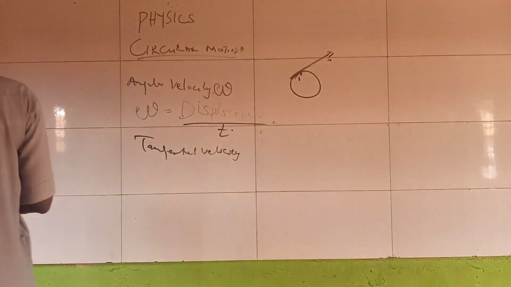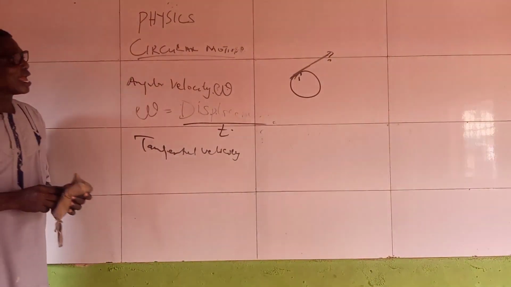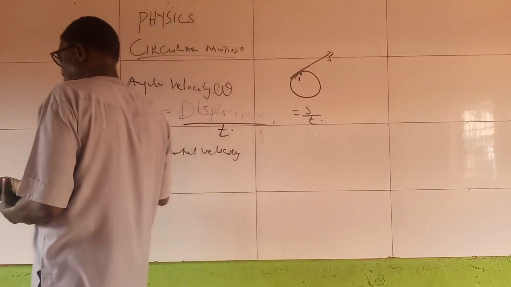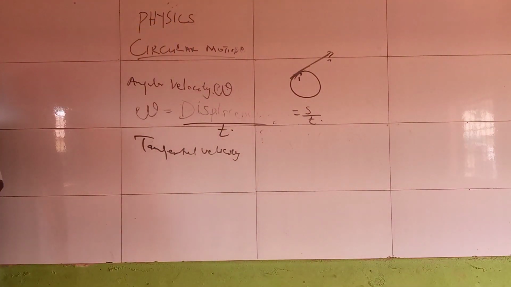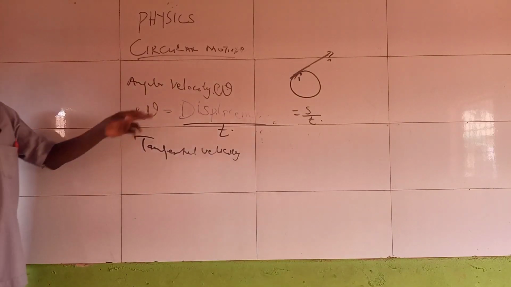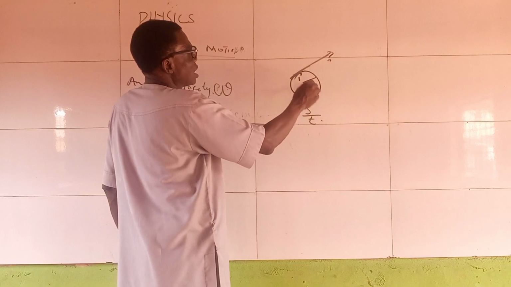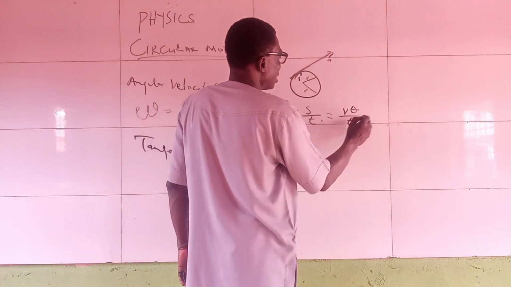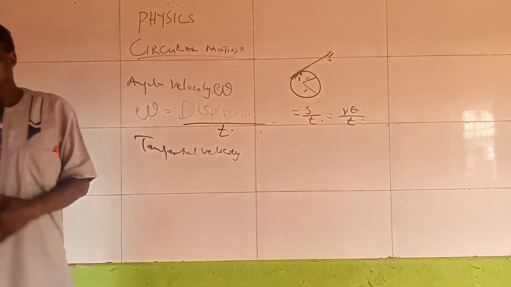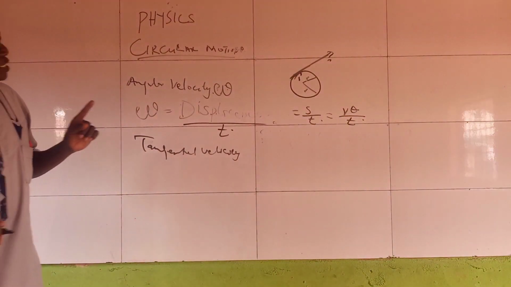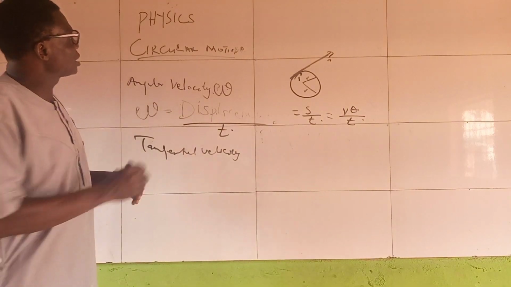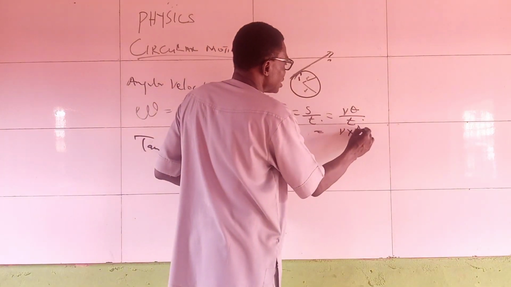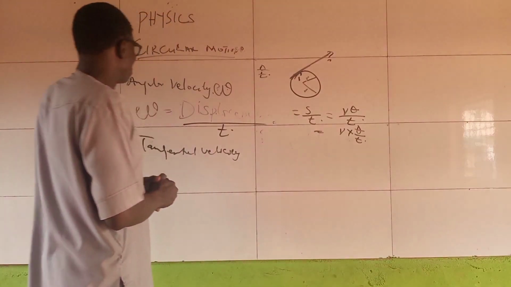The tangential velocity is given as S over T. And S over T is R theta over T, remembering that this is the radius R. So this gives me R theta all over T. And remember that our angular velocity is theta over T.